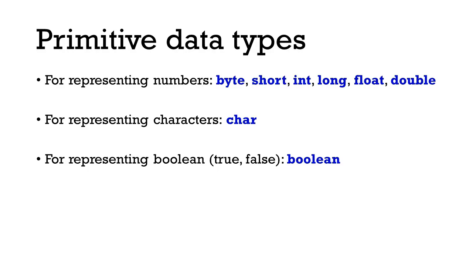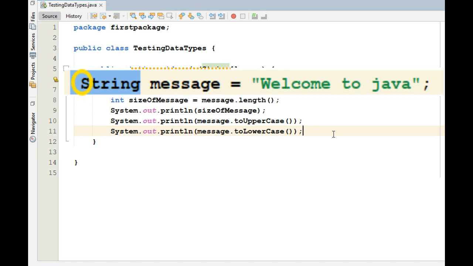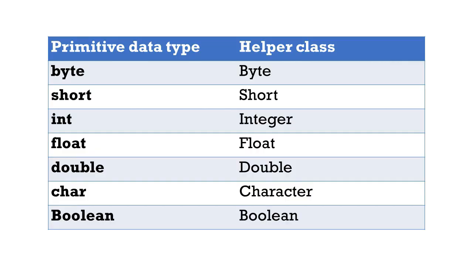In Java, we have 8 primitive data types: byte, short, int, long, float, double, char, and boolean. All primitive data type names are in lowercase. The complex data type names start with an uppercase letter, like String. The primitive data types don't have methods and properties. So to format or customize a primitive value, you have to write your own code, or you can use the Java helper classes that are available for primitive data types.